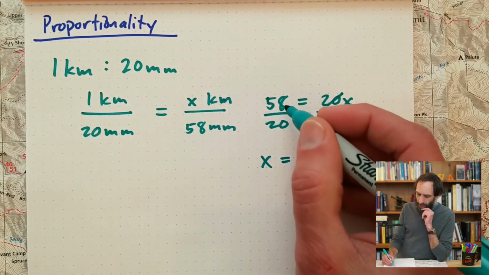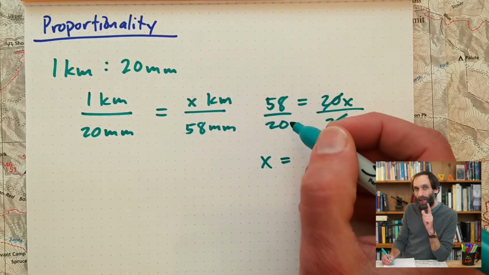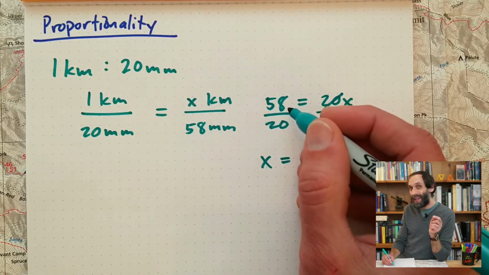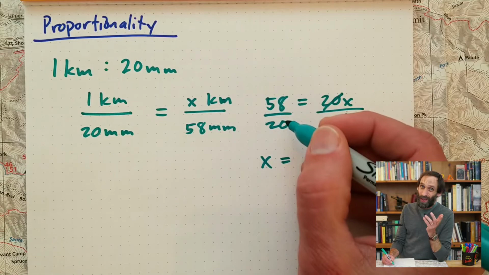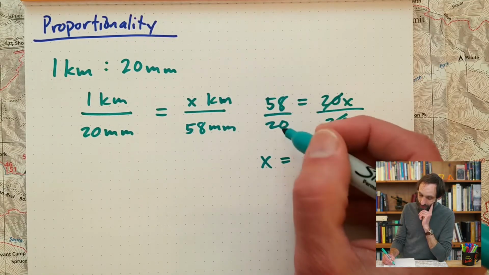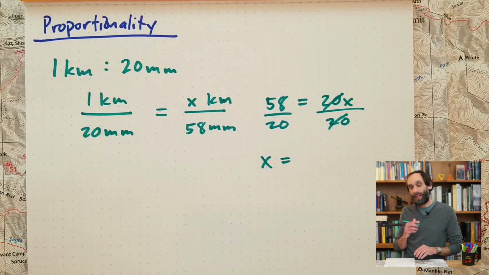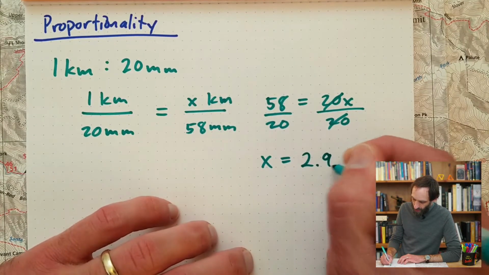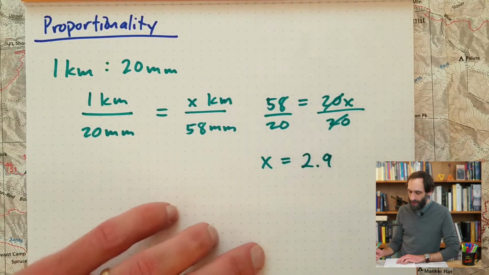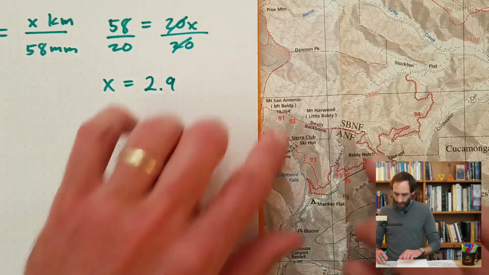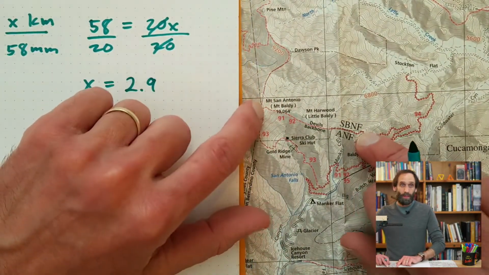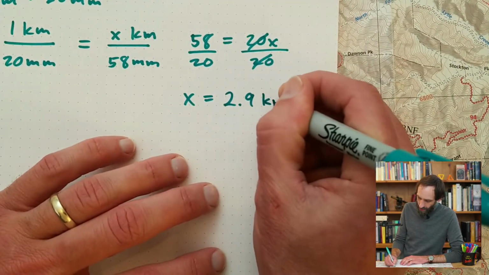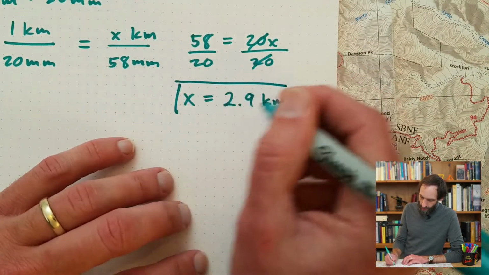So I'm going to get x equals 58 divided by 20. Well, let's think about it this way. 60 divided by 2 would be 30. So 58 divided by 2 would be 29. But since it's 58 divided by 20, we can move the decimal over one place, and we see that x equals 2.9. So the distance between these 2 points on the map, the distance of that part of the trail, is approximately 2.9 kilometers.